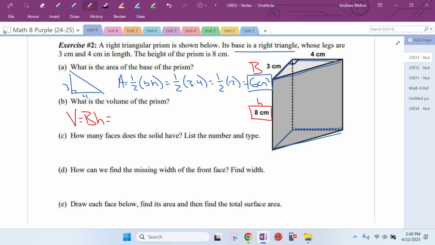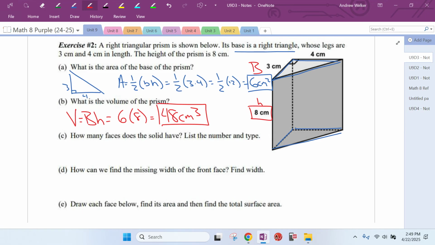So I'm going to put those two into my formula. The area of the base was 6. The height is 8, which means my volume is 48 centimeters cubed. Again, this is a 3-dimensional object. So how much I can fit inside that 3-dimensional object is always cubed.